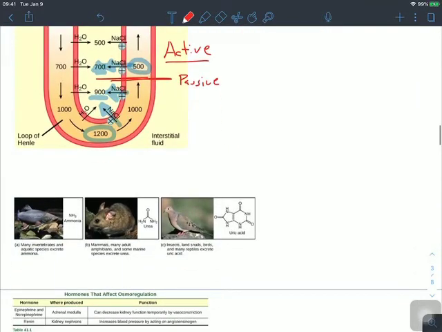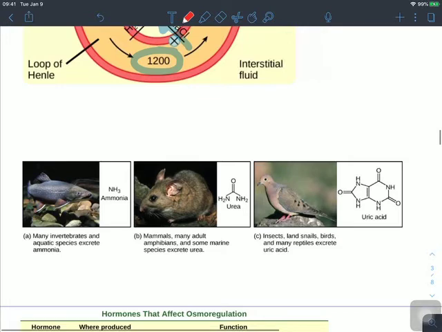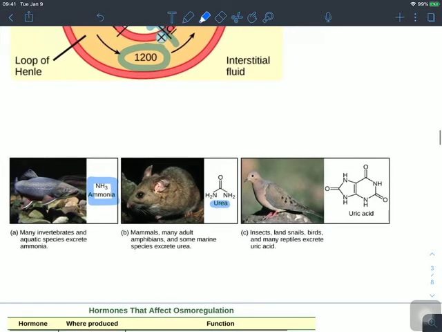The very last thing that we need to cover are the different forms of nitrogenous wastes. Many invertebrates and aquatic species stick to ammonia, NH3. Mammals still utilize some water in their urine and will excrete urea. Birds are extremely efficient with their water. In fact, many insects, land snails, and avians, as well as a lot of reptiles, will excrete a white compound called uric acid. So this is a much more concentrated form that actually comes out a little bit solid.